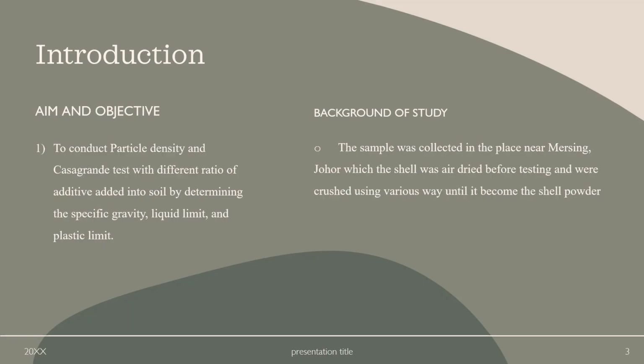For the introduction, the aim and objective of this experiment is to conduct particle density and Casagrande tests with different ratios of additive added into soil by determining the specific gravity, liquid limit, and plastic limit. Background of study: the sample was collected near Mersing, Johor. The shell was air-dried before testing and was crushed in various ways until it became shell powder.